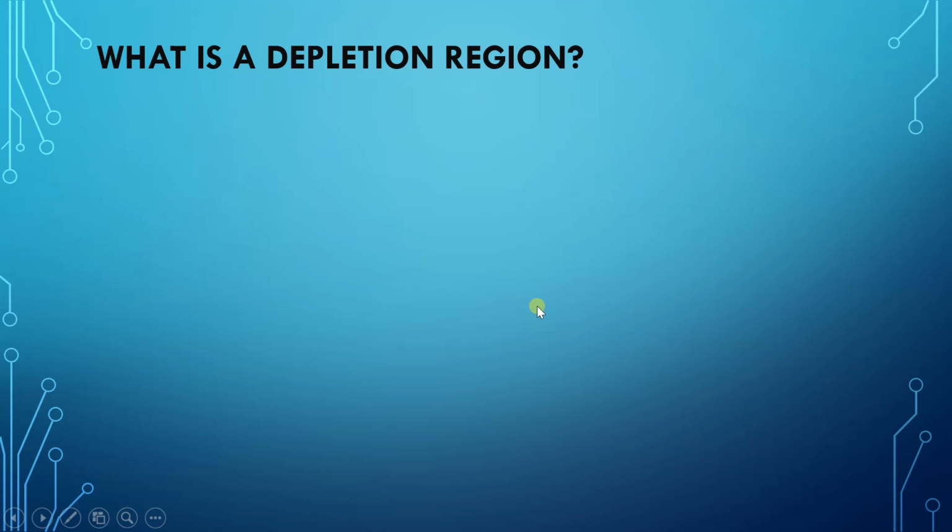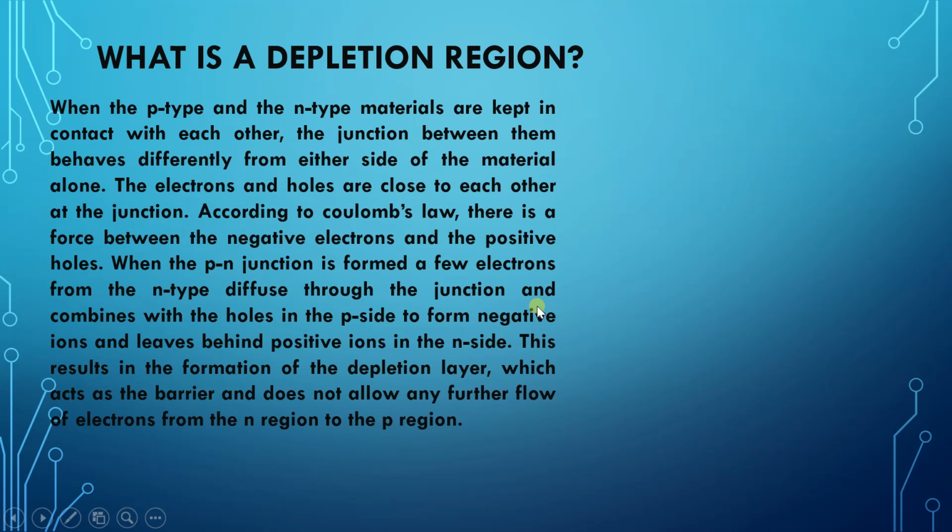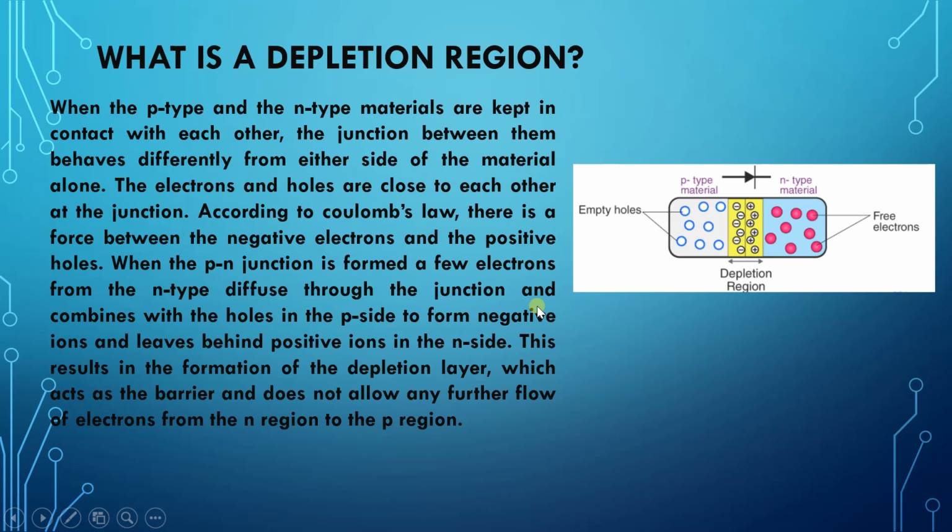Now first of all, we will discuss what is depletion region. When the p-type and n-type semiconductors are kept in contact with each other, as shown in this figure, this is p-type material and n-type material. When they are brought together, the junction between them behaves differently from either side of the material alone. These electrons and holes are close to each other, as shown here at the junction. According to Coulomb's law, there is a force between the negative electrons and the positive holes.